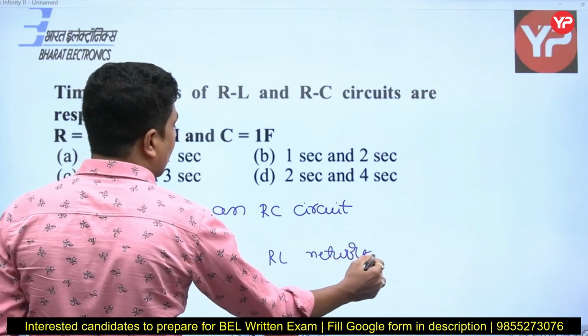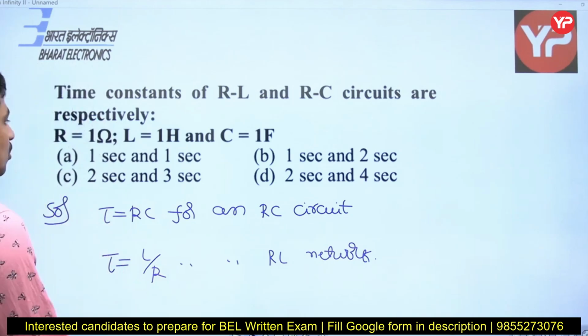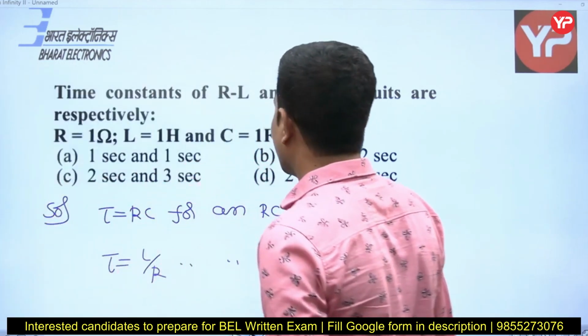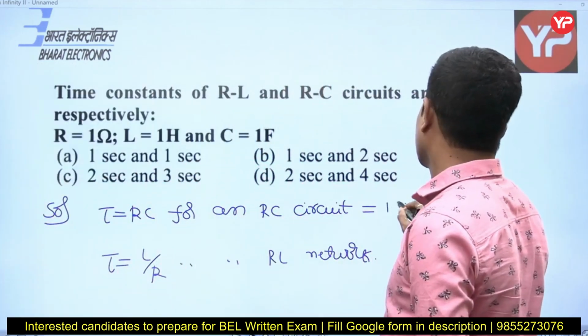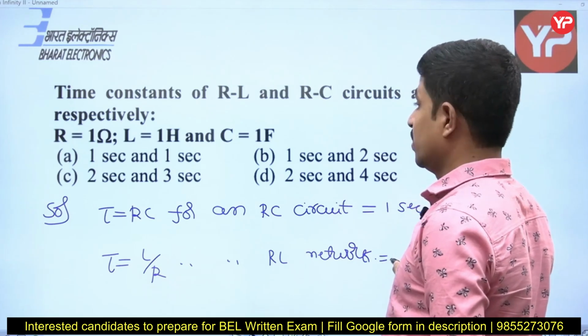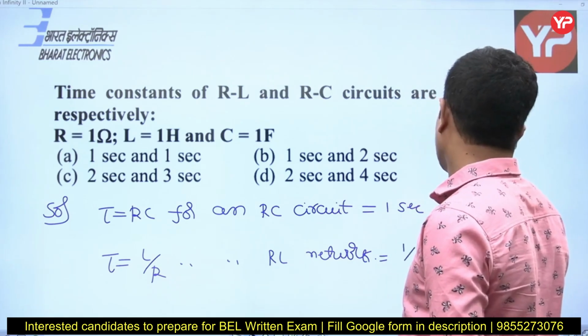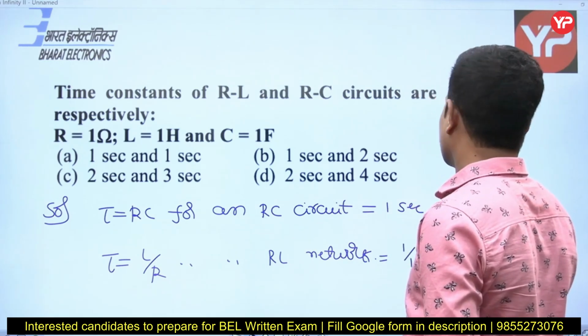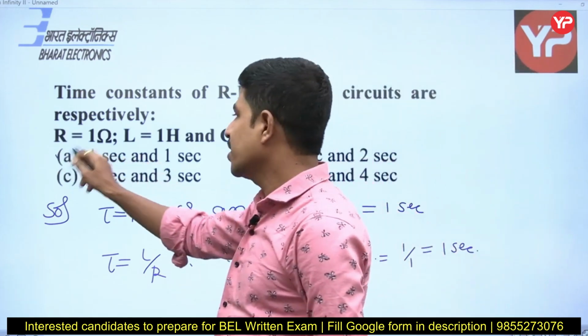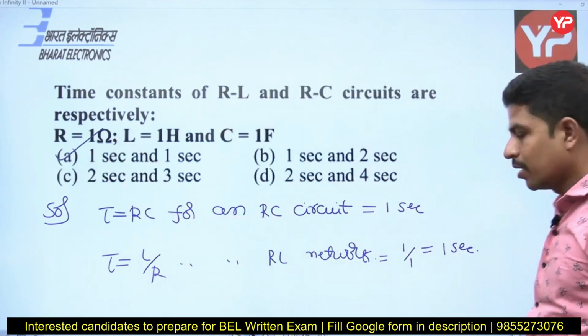It may be series RL or parallel RL, whatever it is. So for the first one, what is the answer? You are going to get R into C, 1 second. Second one, L by R, that is also 1 by 1, 1 second. Answer is 1 and 1. Option is A, right?